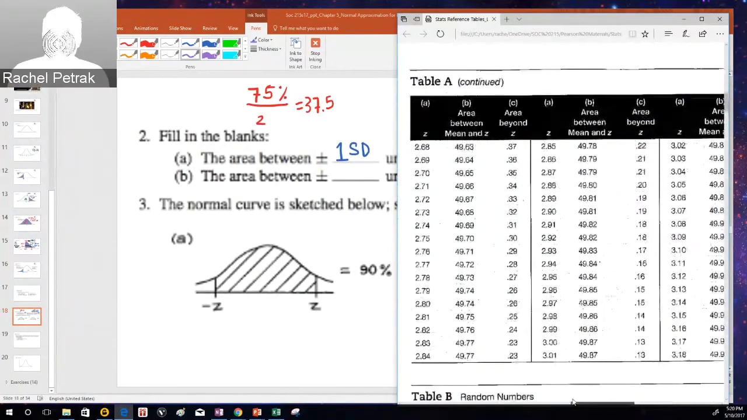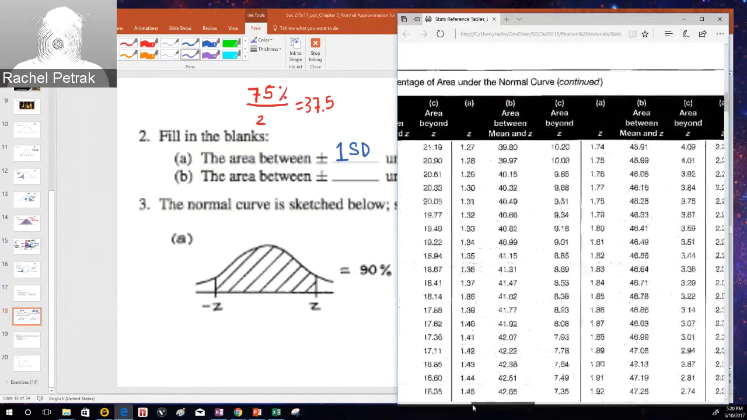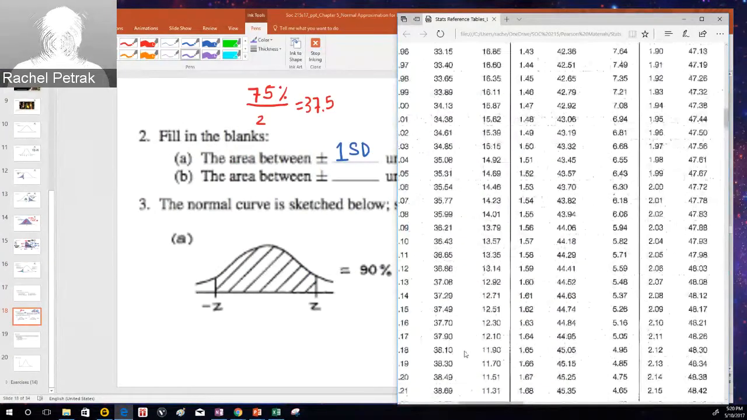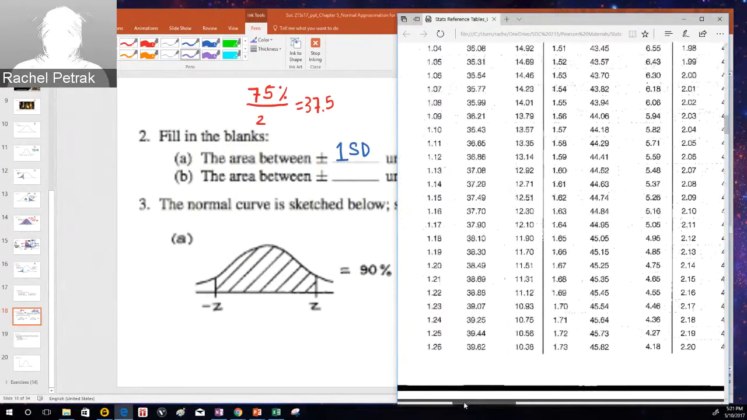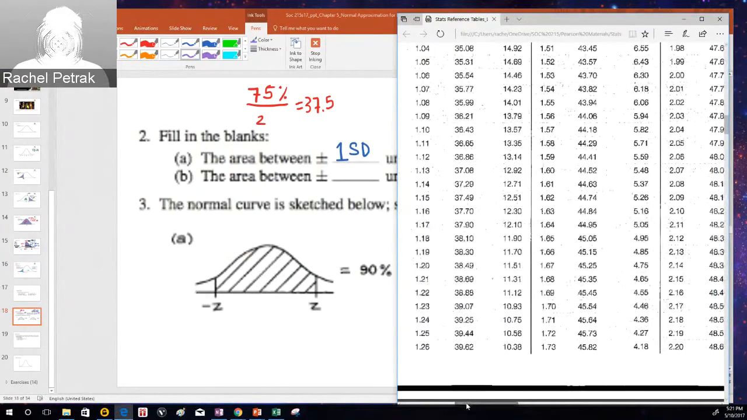And if you haven't already, I really strongly encourage you to download this table from our resources folder and do the problems along with me. Practice looking at the table, because we're going to use this table a lot and other similar tables.